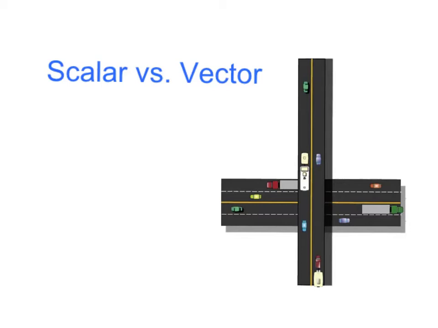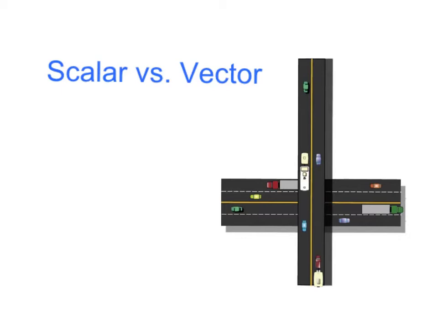Another example of a scalar quantity versus a vector quantity are these cars driving on the road. If each vehicle were traveling at 20 meters per second, that gives you a little bit of information. It tells you how fast they're going. So 20 meters per second is a speed, which is a scalar quantity. If we want to turn that speed into a vector quantity, we would have to add a direction to it.